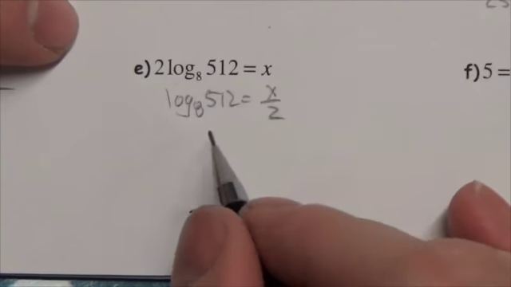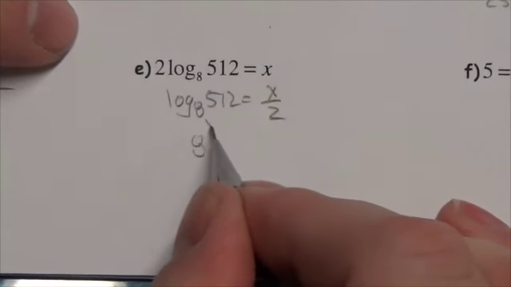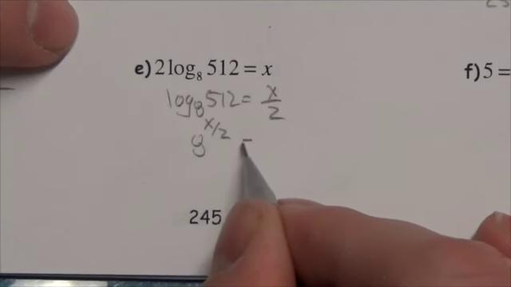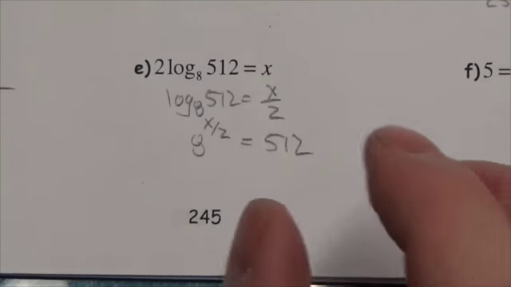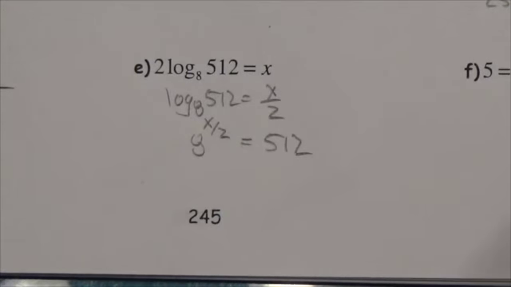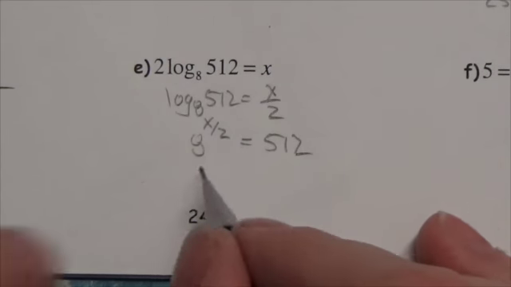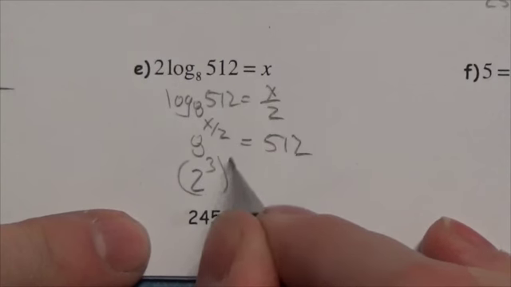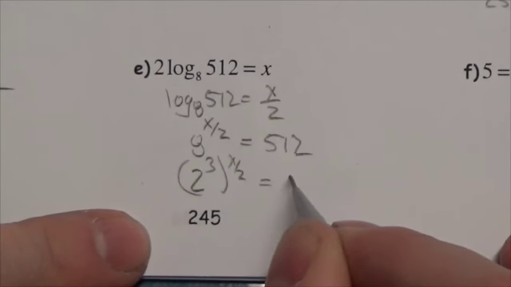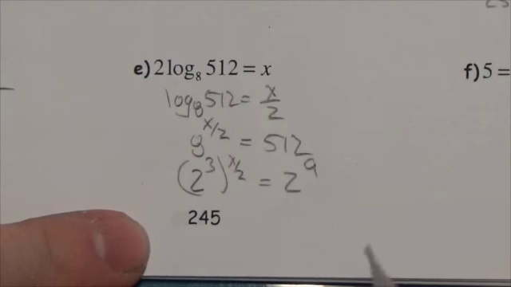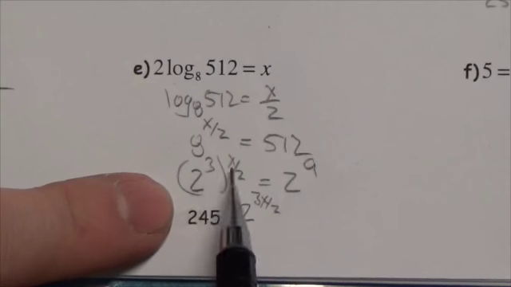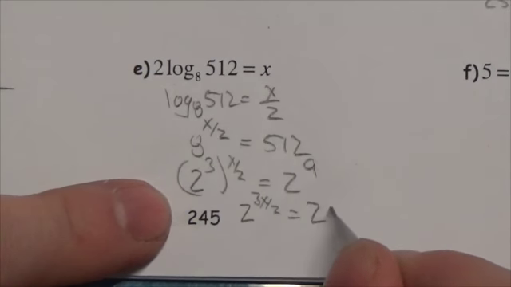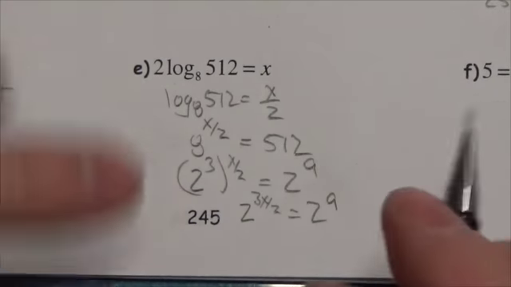And now the base is 8, so this becomes 8 to the x over 2 is equal to 512. Okay, now both of these can be written as powers of 2 here. So this will be 2 cubed to the x over 2, and 512 is 2 to the 9. Okay, so now I've got 2 to the 3x over 2, because when I've got a power of a power, you multiply them together. This is going to equal 2 to the 9.